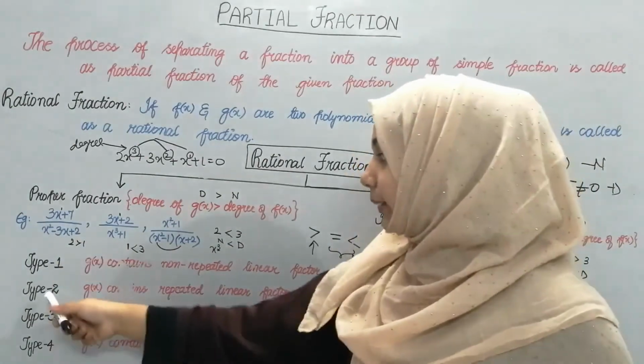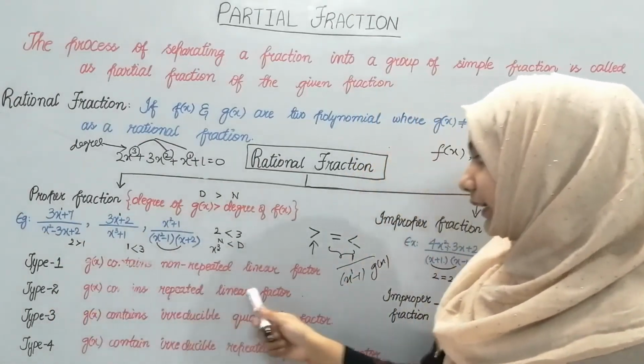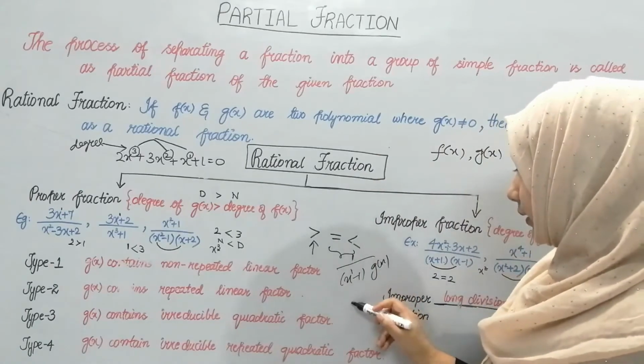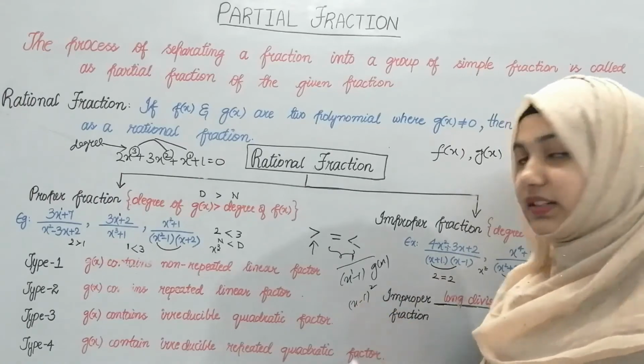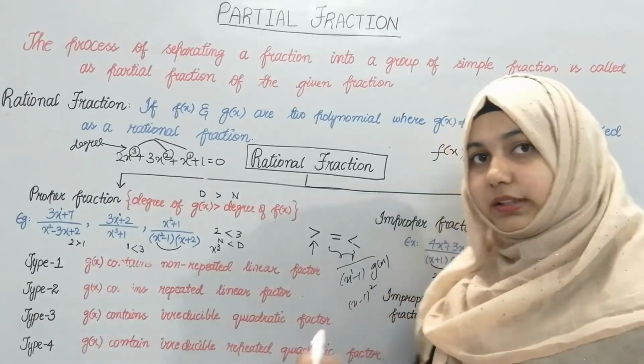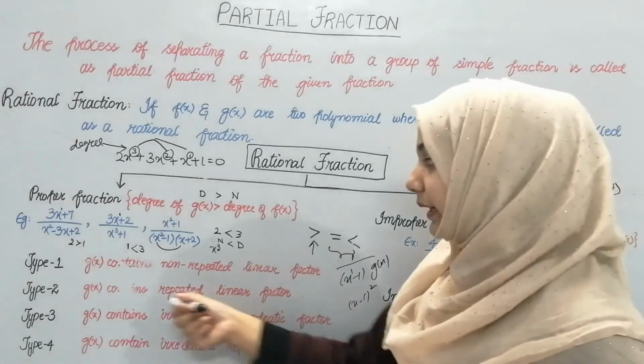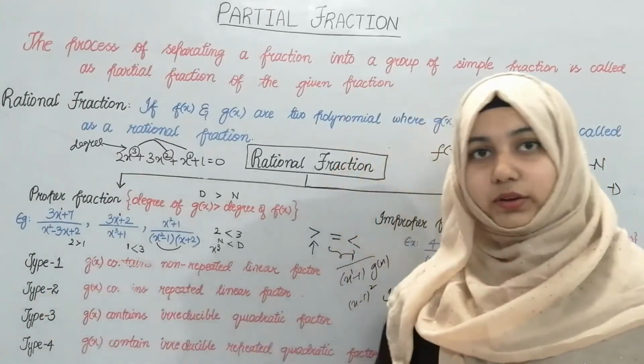Okay. Now next, type 2. G of x contains a repeated linear factor. Suppose I have x minus 1 whole square. So here x minus 1 is the term which is repeating 2 times. It is a linear factor and it is repeating. So it falls under the type 2 category.